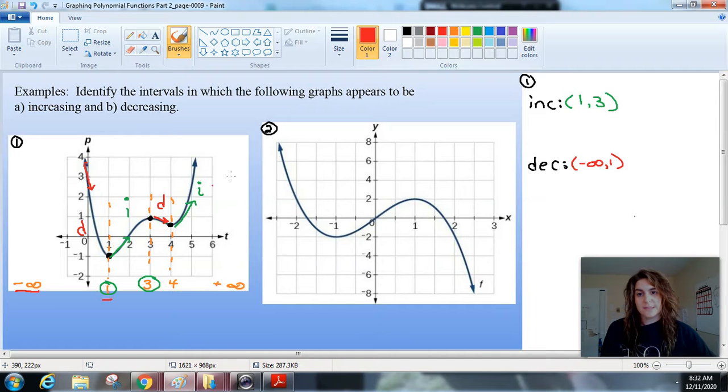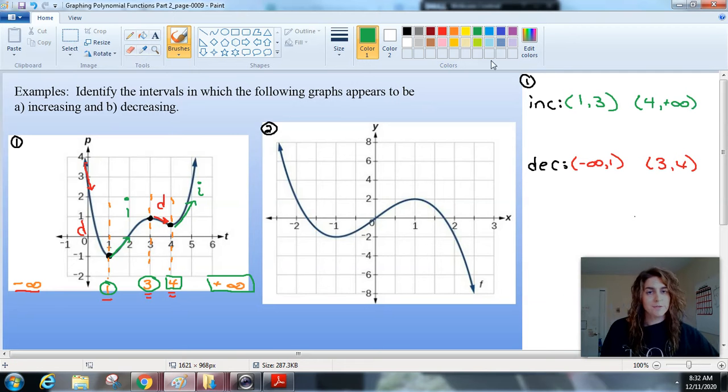Then I decreased again. I decreased from 3 to 4. So that's a second decreasing. And then I increased again. And again, from that one, it was 4 to positive infinity. That was from 4 all the way to the end.